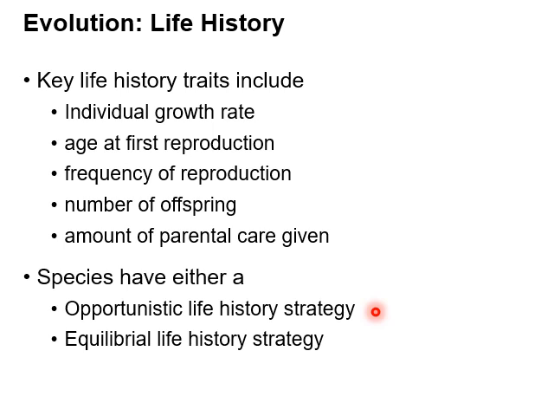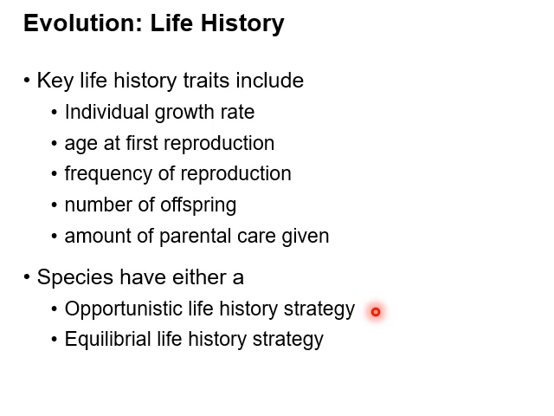Whereas an equilibrial life history strategy includes things more like whales, right? Whales grow very slowly, they reproduce very late in life, and they don't produce a lot of offspring every time they reproduce, but they do give each of those offspring a lot of care.